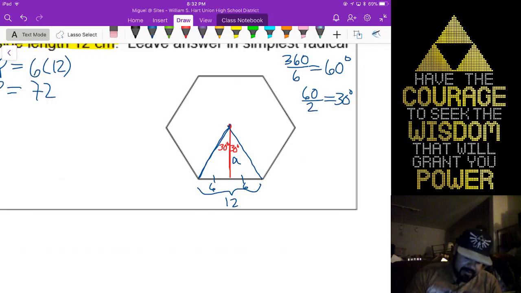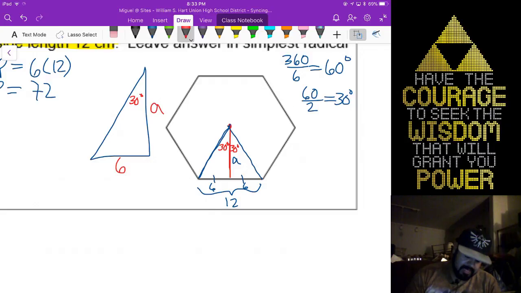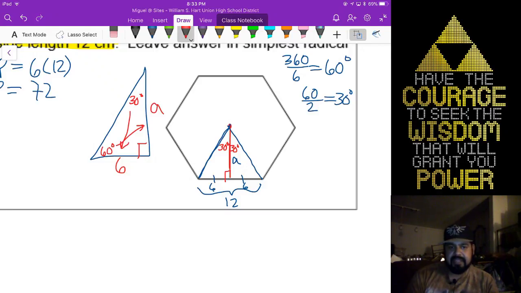So now we're going to go ahead and do our triangle. And we know the apothem's here. Our side length of 6 is here. 30 degrees. And our right angle. So I want to remember that the 30 degrees is pointing to the short side, and my apothem is across from the 60 degrees.